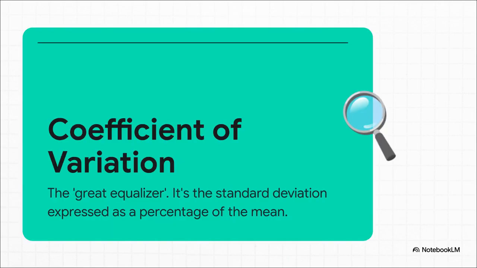To solve this, we need a more advanced tool from our kit. It's called the coefficient of variation, or CV for short. And you can think of it as the great equalizer. It creates a level playing field by showing the standard deviation as a percentage of the average. This lets us compare the relative consistency of different datasets, no matter how big or small their numbers are.